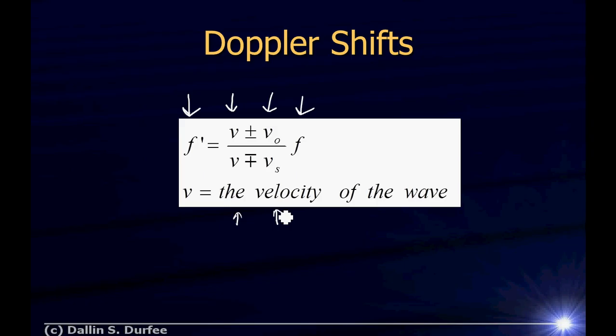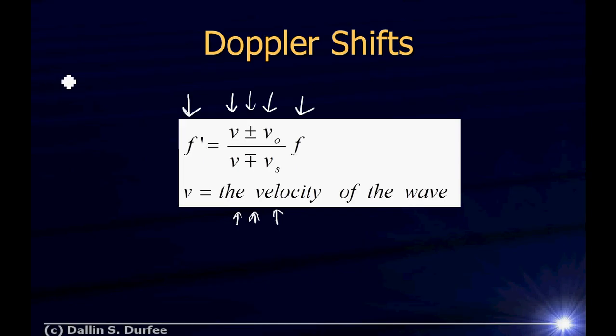All right? Now, what about these plus minus signs? Well, this upper plus minus sign is related to the observer, and the lower one is related to the source. All right? If the observer is moving in a direction towards the source, you use the upper sign. If they're moving away from the source, you use the lower sign. Down here in the denominator, if the source is moving towards the observer, you use the upper sign. If it's moving away from the observer, you use the lower sign.